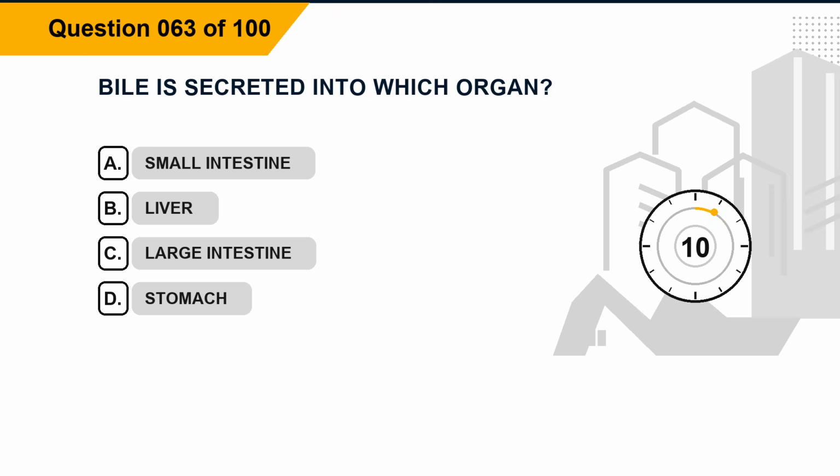Question 63. Bile is secreted into which organ? Option A, small intestine. Option B, liver. Option C, large intestine. Option D, stomach.